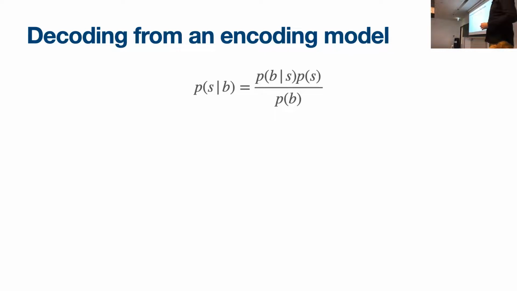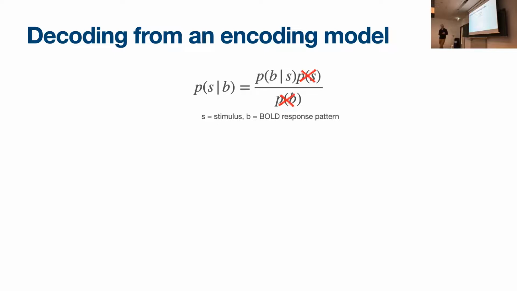And I'm going to use Bayes' theorem for this. I'm not going to go through the intricacies of this, but I'm sort of assuming that you've had statistics, right? And I'm not going to quiz you in the exam on Bayes' rule or anything like that. I just want to show you how this helps us structure this idea of being able to decode from an encoding model. So S in this case is a stimulus, and B is a bold response pattern.